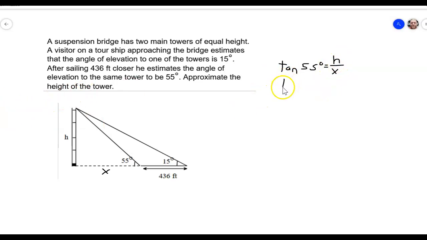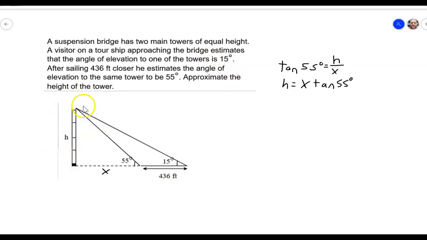So the height is equal to, multiply both sides by x in order to cancel it out on the right. So that would be x times the tangent of 55 degrees. Now notice that we still don't know what x is, so we're going to have to keep going. We have to use the larger triangle in order to be able to solve for x.